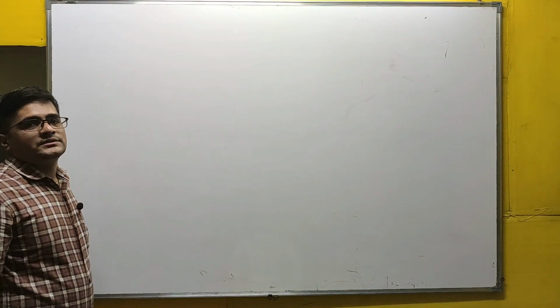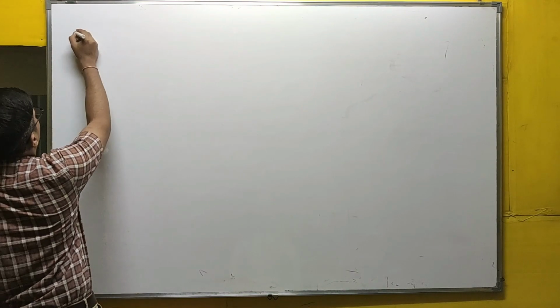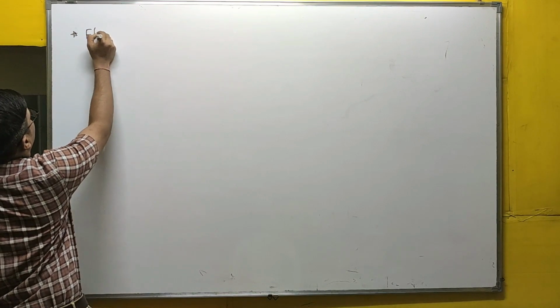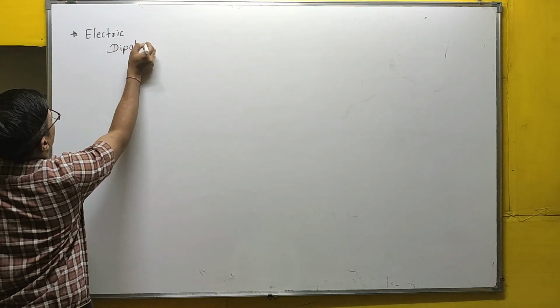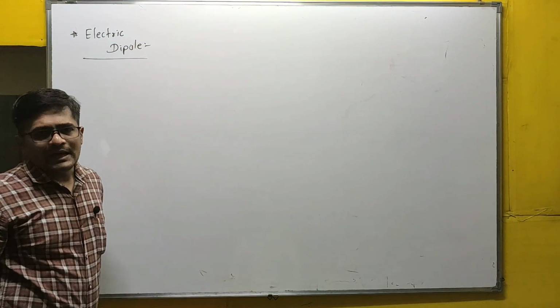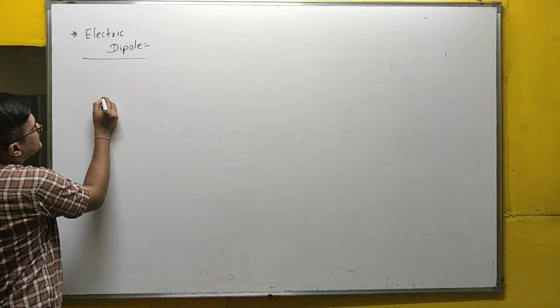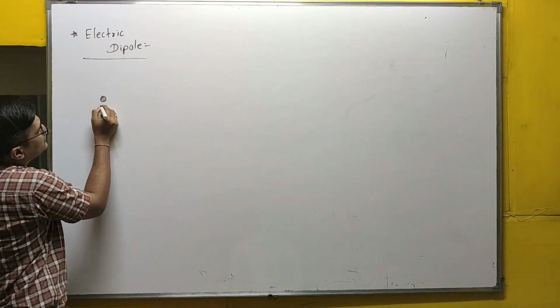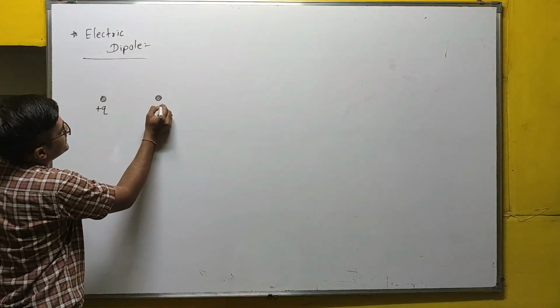Hello friends, today we are going to discuss the electric dipole. Electric dipole. Now what is a dipole? Di means two and pole means polarity. So a dipole is a system of two charges having equal magnitude and opposite sign.